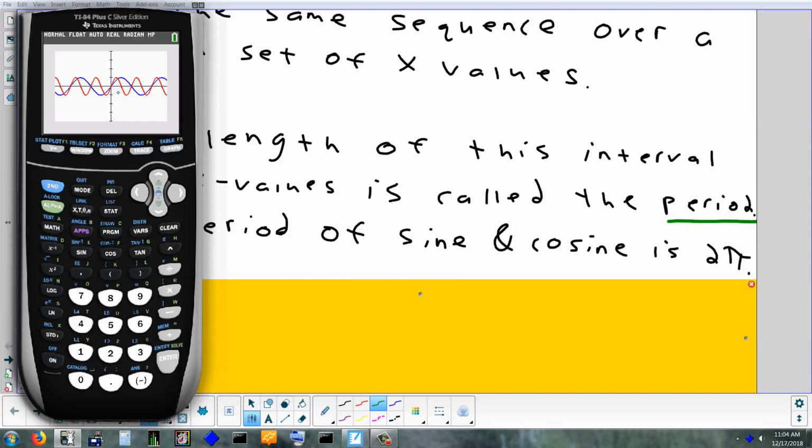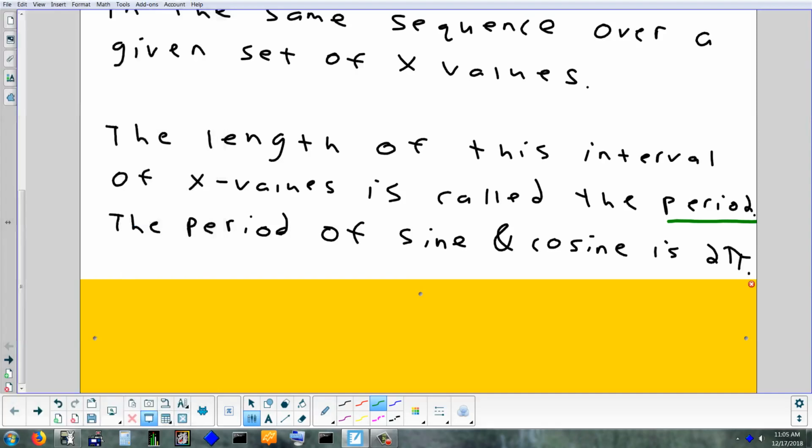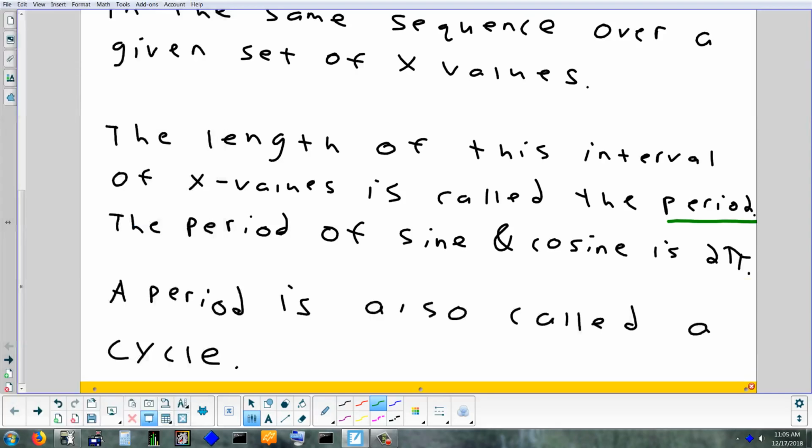And that's what we're going to talk more about tomorrow. So you can change this number. But if you just leave it alone, the normal period is 2 pi. Another name for a period is also called a cycle. One full cycle of the graph. Okay, so you'll hear me use both words kind of interchangeably.